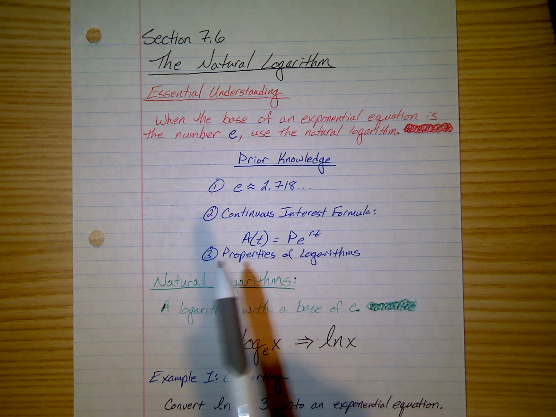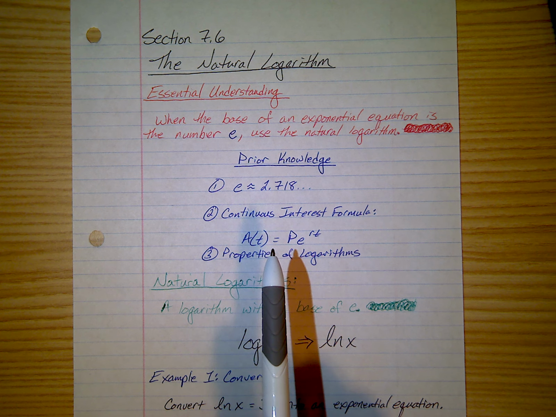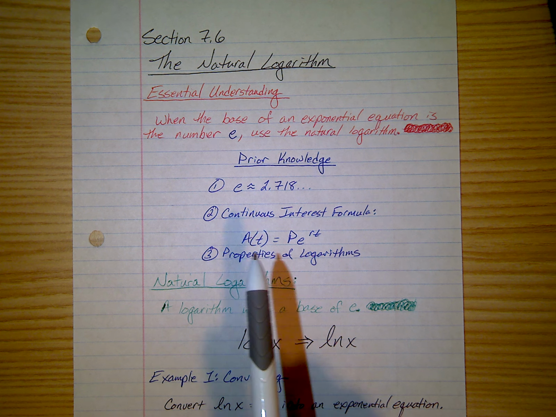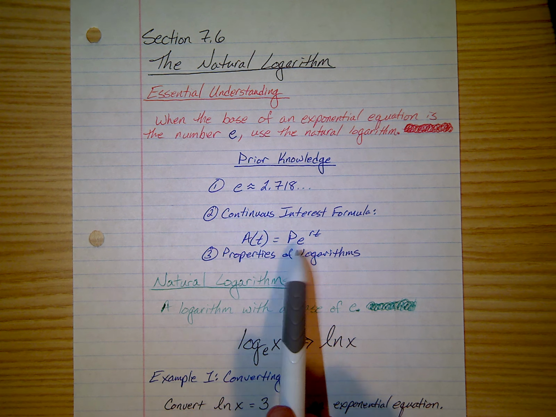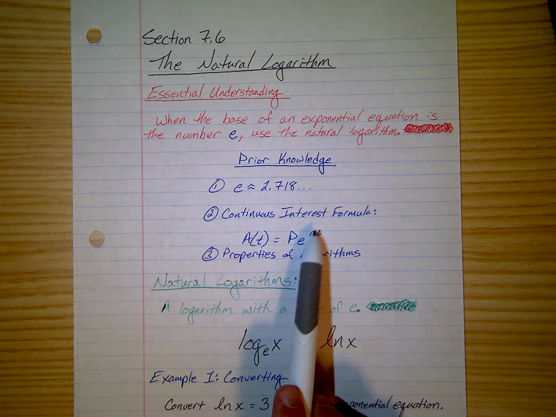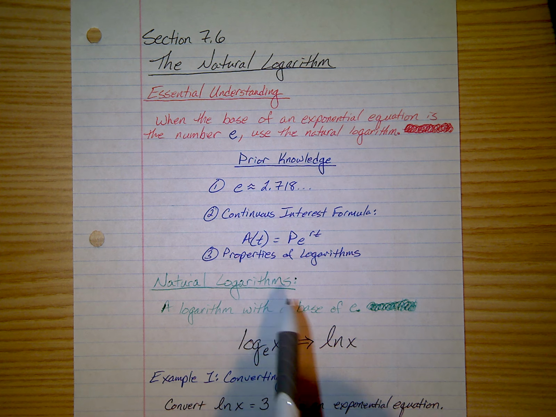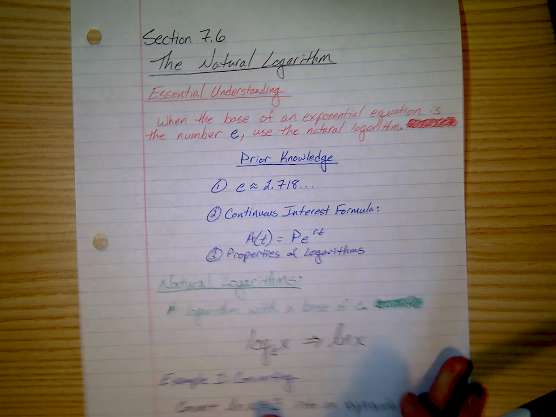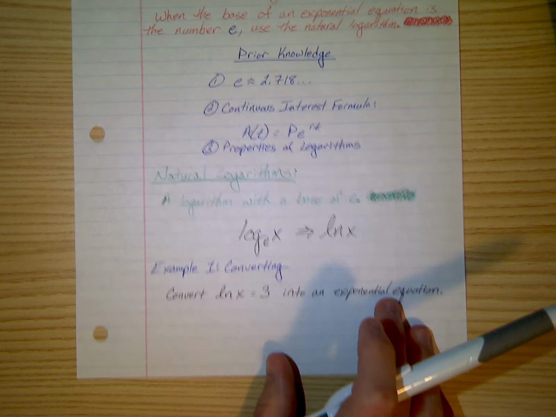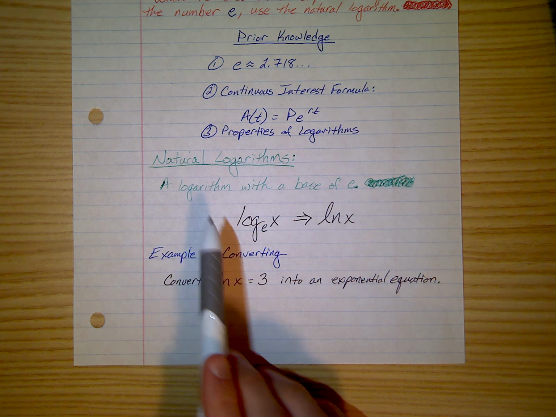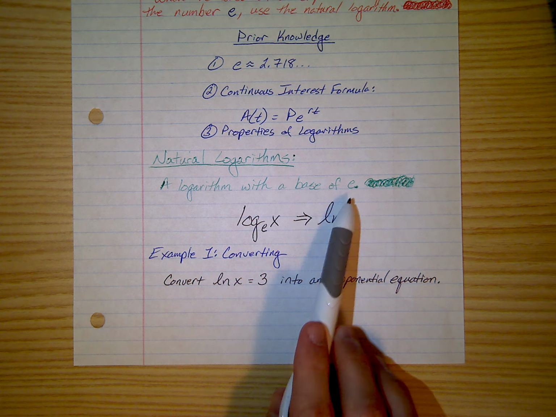We talked about it with the continuous interest formula, where the amount is equal to the principal times e raised to the rate times time. And then we also need to remember those properties of logarithms that we've talked about. Okay, so what is a natural logarithm? Well, it is a logarithm with a base of e.